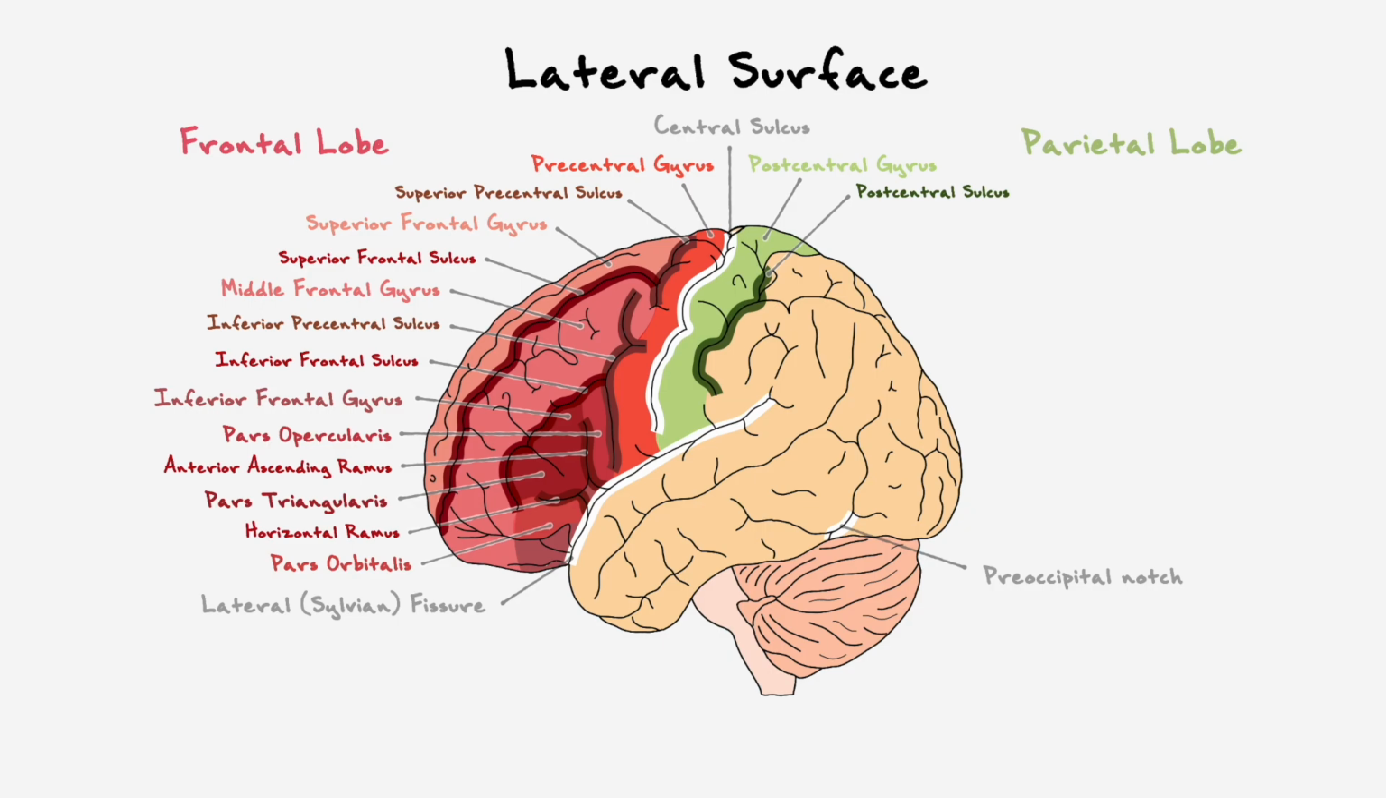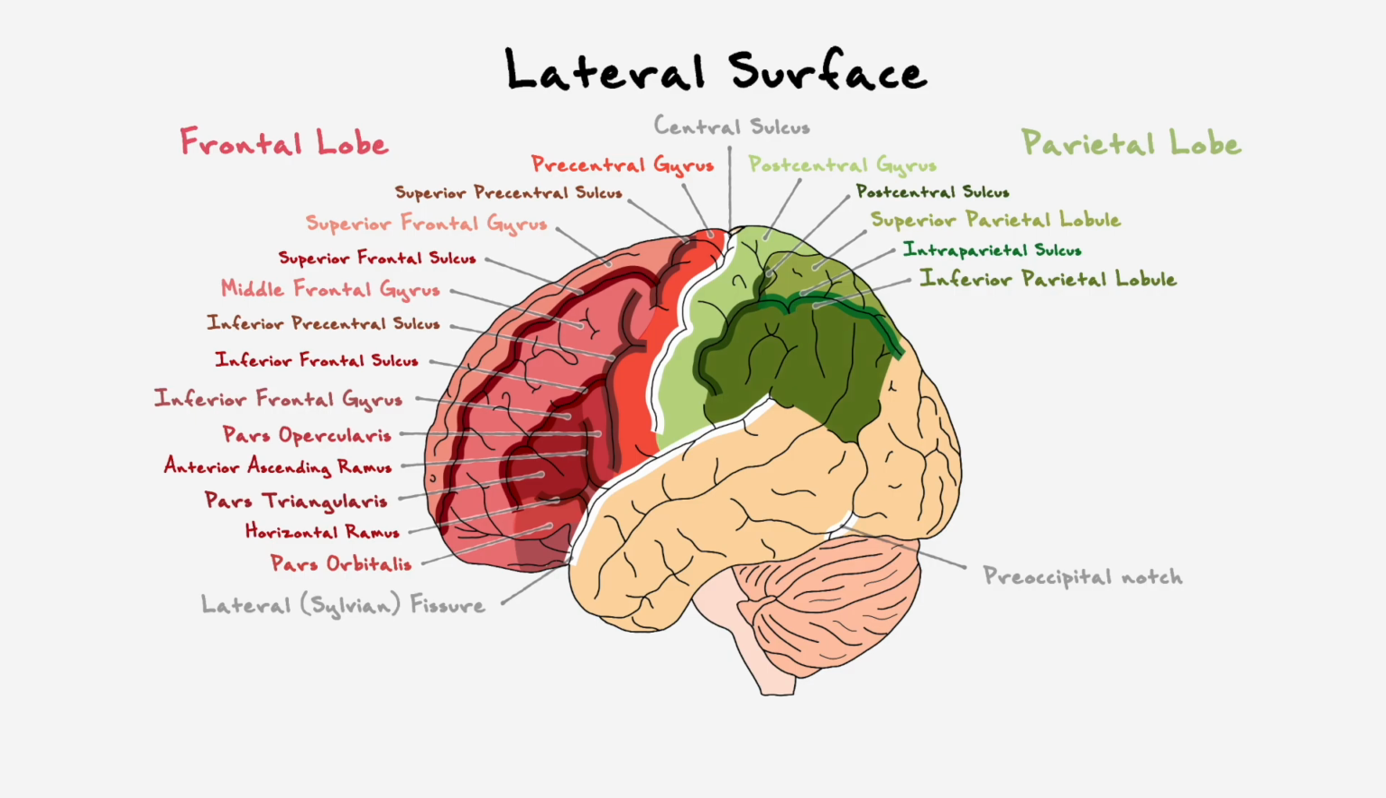In a sort of perpendicular orientation to the post-central sulcus, we can observe the intraparietal sulcus, which divides the remaining parietal lobe into the superior and inferior parietal lobules. Again, due to its functional role, the inferior parietal lobule can be further divided into two important regions. The first, more anterior region is the supramarginal gyrus, and the more posterior region is the angular gyrus.